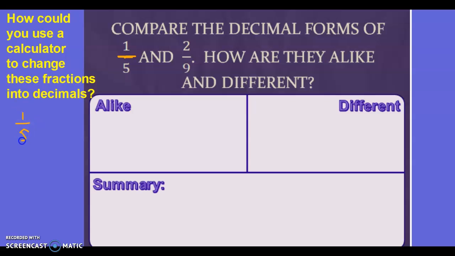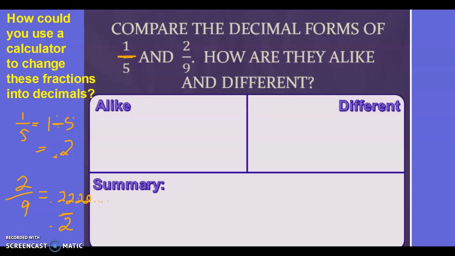So 1/5 means 1 divided by 5. You can put that into your calculator, and that gives you 0.2 or 2/10. If, on the other hand, you put in your calculator 2 divided by 9, you get 0.2222, and it keeps going on and on. Our shortcut way of writing that is putting 0.2 with the bar over it to show that it's repeating.